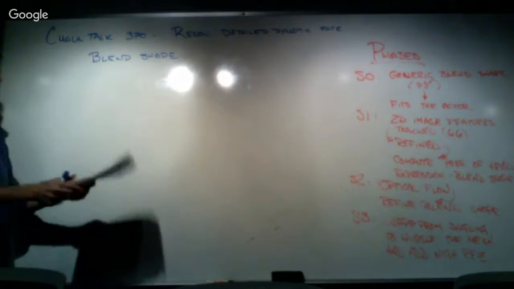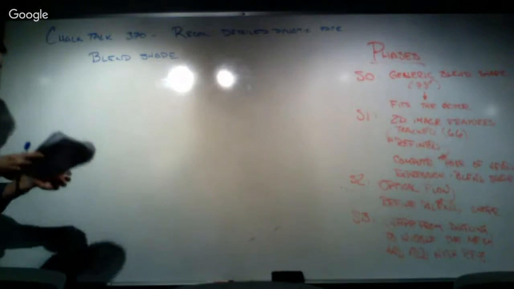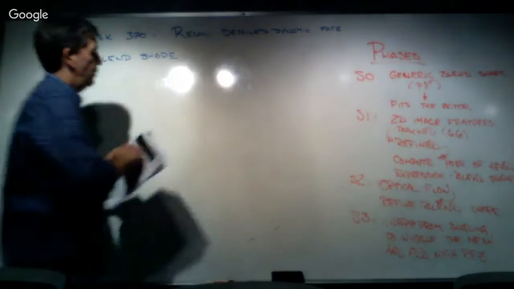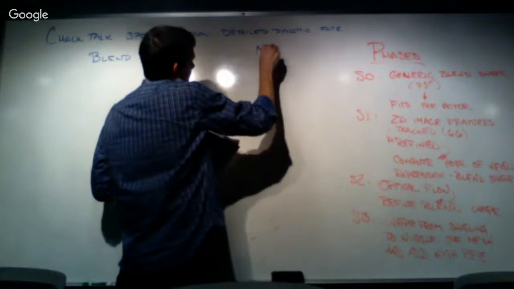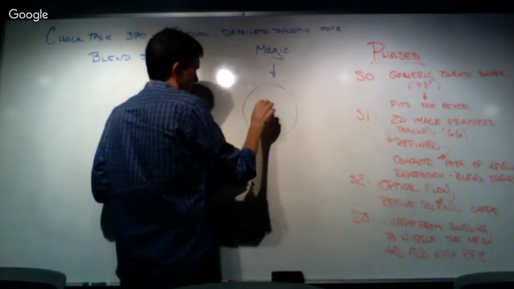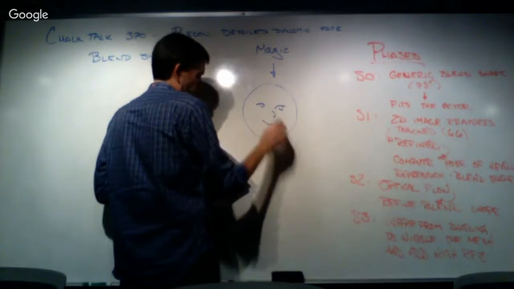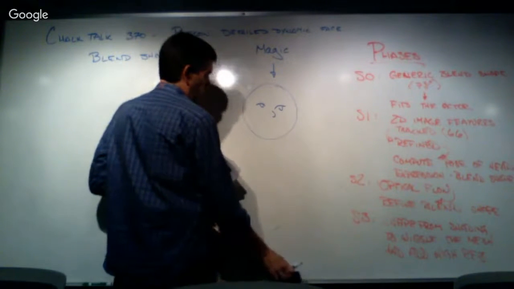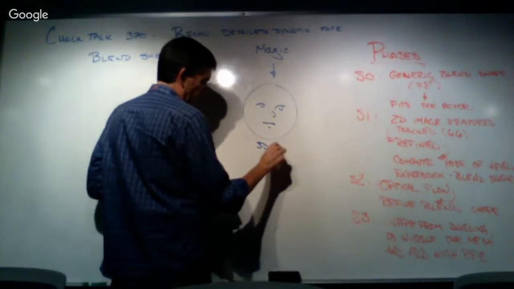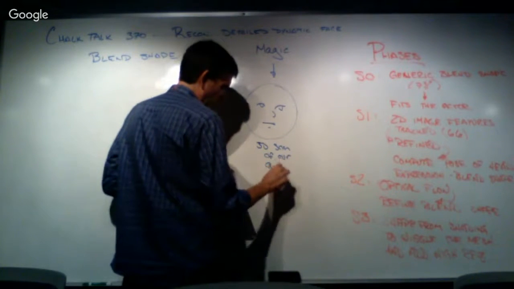What we want to do is take our generic blend shape model and bend it towards the shape of the actor. Well, first of all, how do we get the shape of the actor? By magic, it happens. We have, and here we go, I'm going to make this a little bit more detailed to show that this is an actual actor, a 3D scan of our actor in a neutral pose.